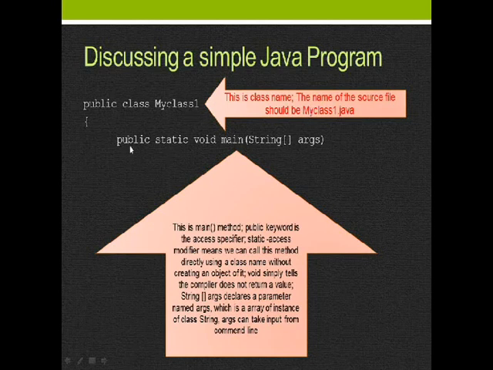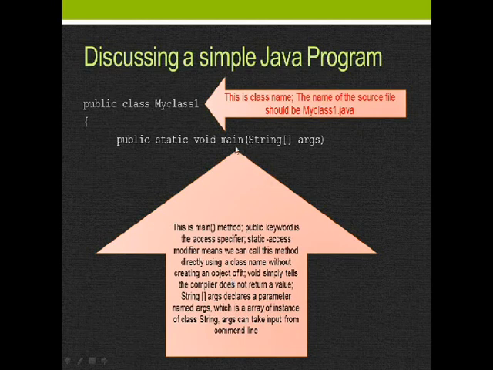Now let us see the next line of statement, which is public static void main string args, where public is a keyword, the access specifier, and main is the main method. Static access modifier means we can call this method directly using class name without creating an object of it. Void simply tells the compiler it does not return a value.